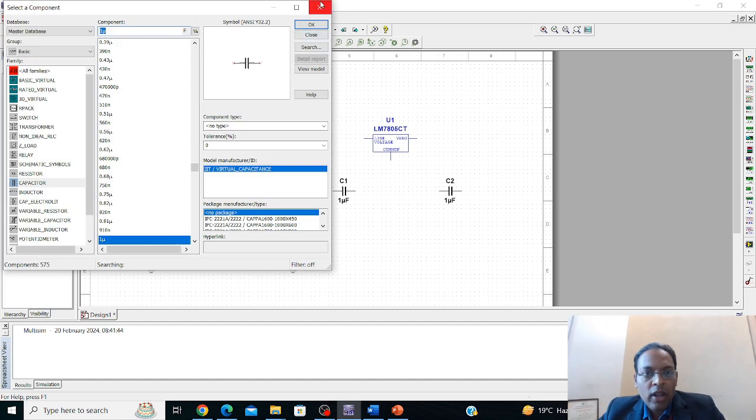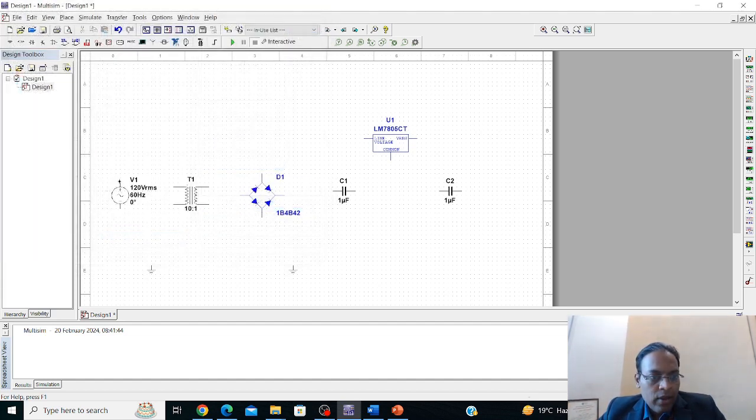Yes, so we have taken all the components. Now connect them. This AC source will be connected to the primary of the transformer. AC input source will be connected to the primary of the transformer. The secondary of the transformer is connected to the bridge rectifier.